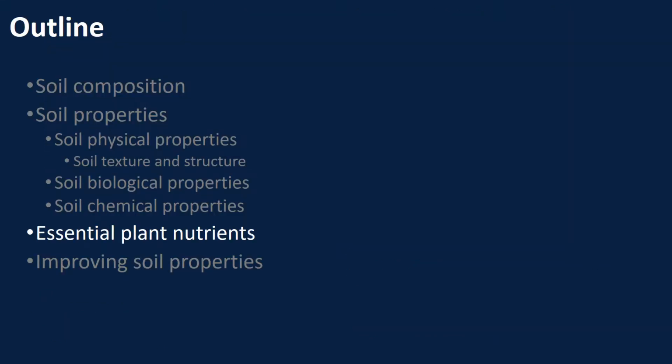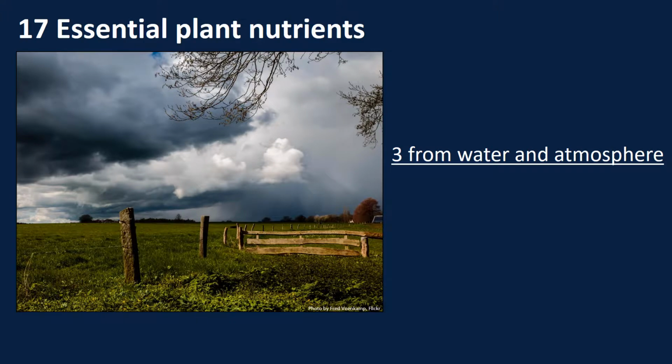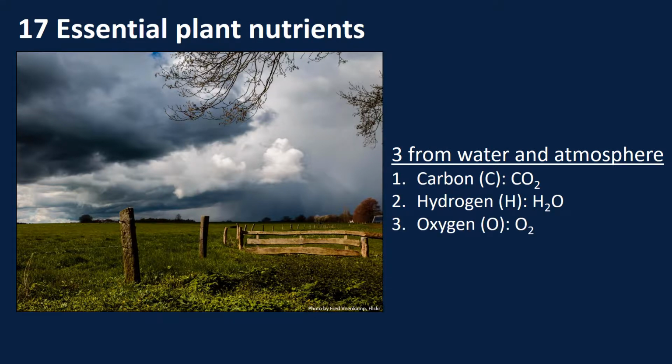So to this point, we've gone over the first few sections here, and now we're going to go into essential plant nutrients. There are 17 essential plant nutrients, and 3 of them come from the water and atmosphere. They come from rain, irrigation, oxygen, and CO2 in the atmosphere. So we have our carbon as CO2, our hydrogen from water, and our oxygen either from water or from the oxygen in the atmosphere. These are the 3 most abundant nutrients that crops need. We don't think about them very often as nutrients because they're just provided naturally through the water and the air, so we don't think about providing them to plants.